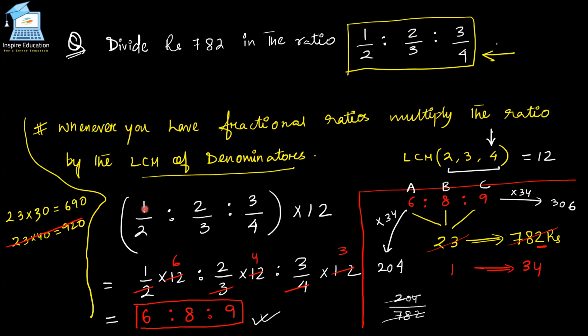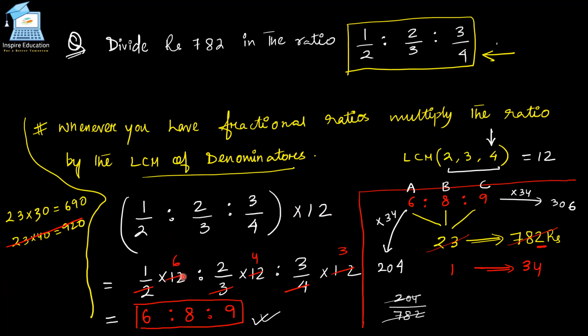What we need to do, you need to follow this. Read this sentence. Whenever you have fractional ratios, multiply the ratio by LCM of the denominators. So we have selected the denominators, we have found out the LCM 12, and we have multiplied the ratio by 12. So 1 by 2 is to 2 by 3 is to 3 by 4, and I'm multiplying this by 12.